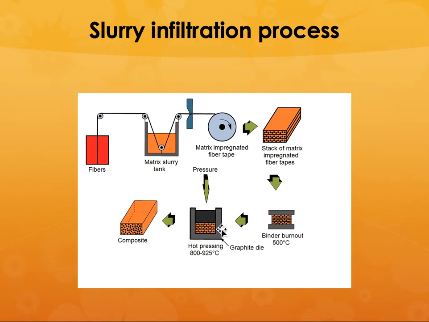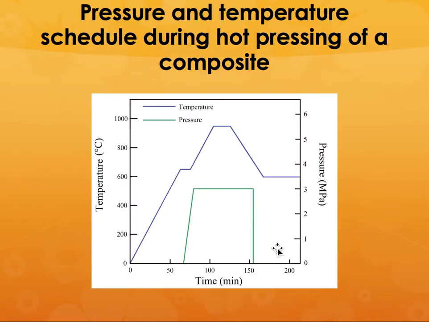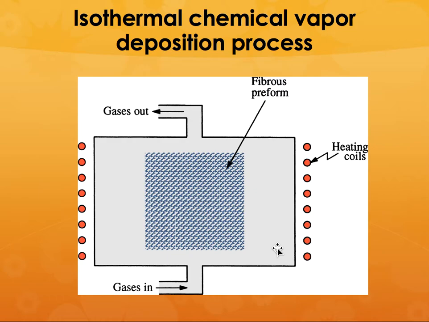Again, this is another manufacturing process for metal matrix composites. You can have the fibers go through a matrix slurry, impregnate it, and then stack it up, burn out the binder, and hot press them to get the final composite material in this form. In this case, it's a ceramic composite with Nicalon fibers, which are silicon carbide fibers, in a glass matrix composite, which is a transverse section of that. So it is hot pressed to get the final composite material.